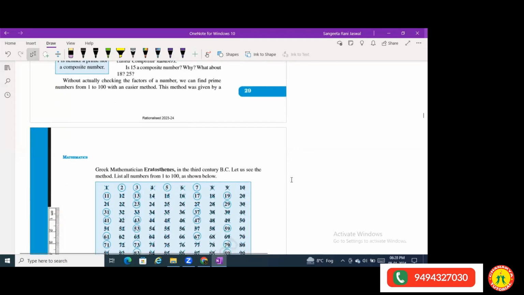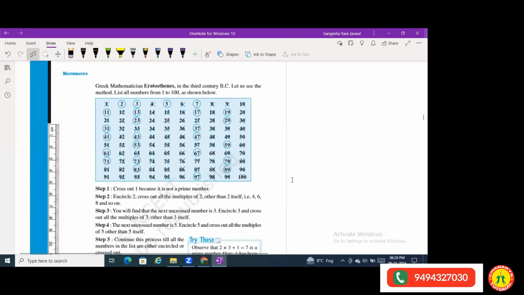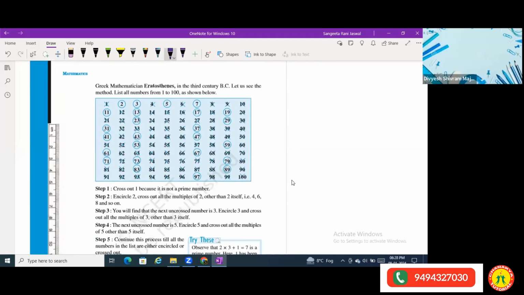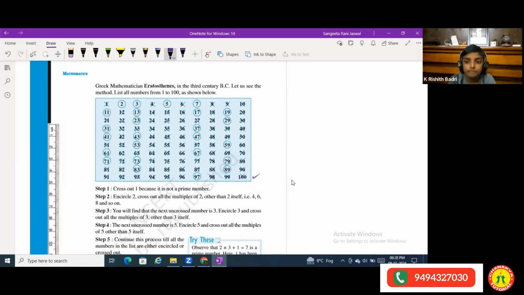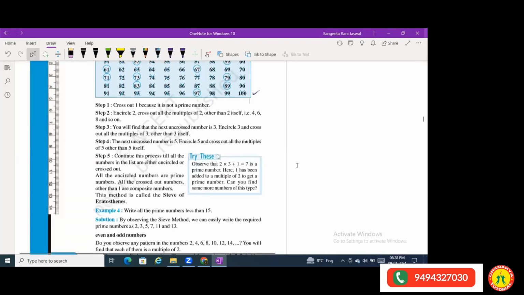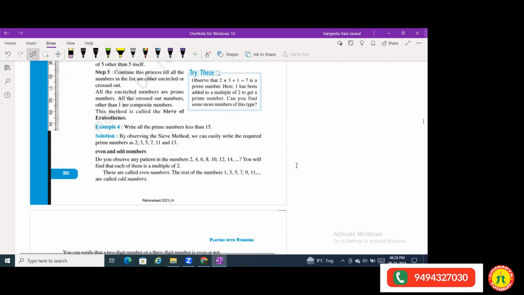Okay. Now here there is a table. See here all the prime numbers between 1 to 100 are listed. Sieve of Eratosthenes. So 2, 3, 5, 7, 11, 13, and all these numbers are there. Do you know all the prime numbers between 1 to 100? Yes or no? Yes, ma'am. You should know. Because sometimes you get questions, write all prime numbers between 1 to 100. Okay.